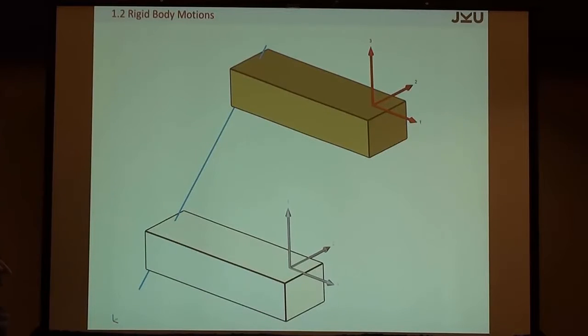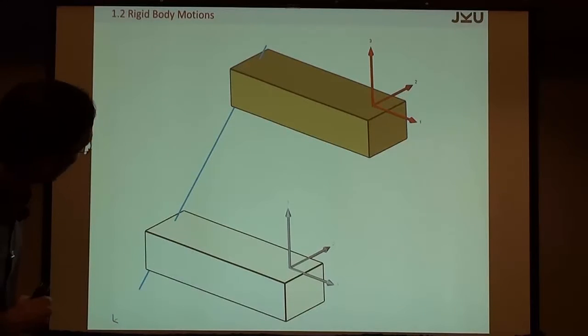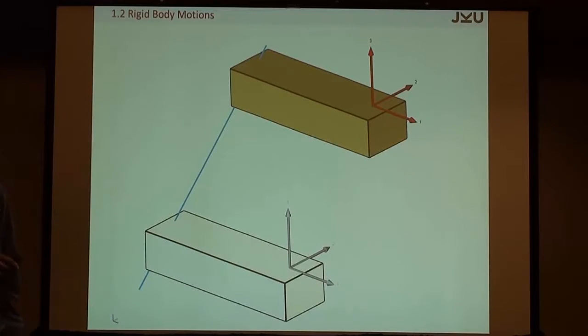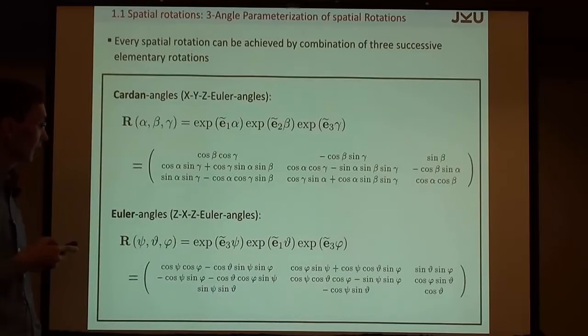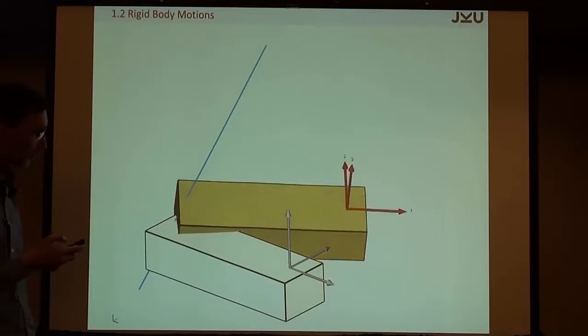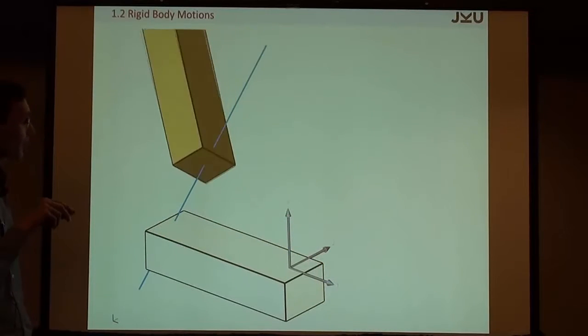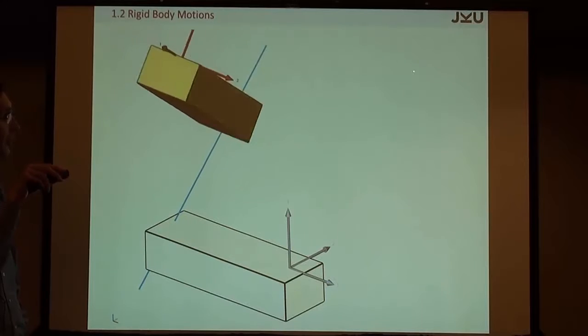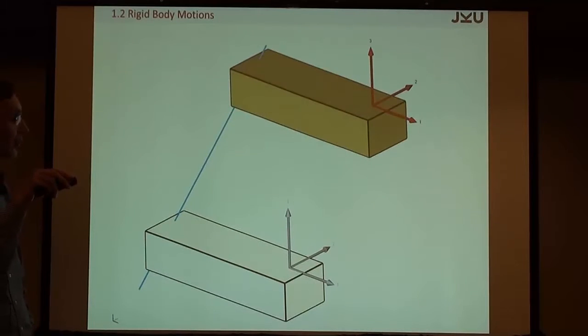Because a rigid body is not only performing rotation, but also translations. And of course, the blue line is not by coincidence. There is a meaning, and there is a good reason why I do this. You see, what I'm doing here is, I would like to know the motion that brings this body from here to here.